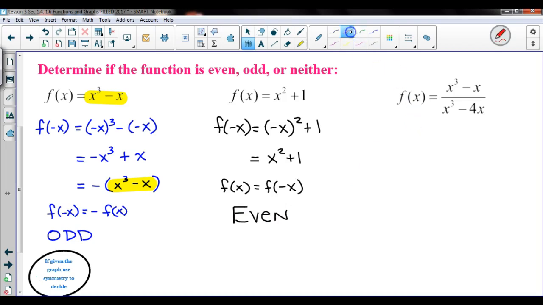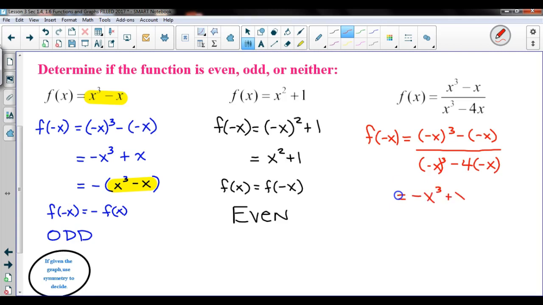All right, one more. Let's do this last one. F of negative x is negative x cubed minus quantity negative x, all divided by quantity negative x cubed minus 4 times negative x, which gives me negative x cubed plus x all over negative x cubed plus 4x. All right, a word of caution. If it is a fraction problem like this, always look to see if you can simplify, first of all, right?